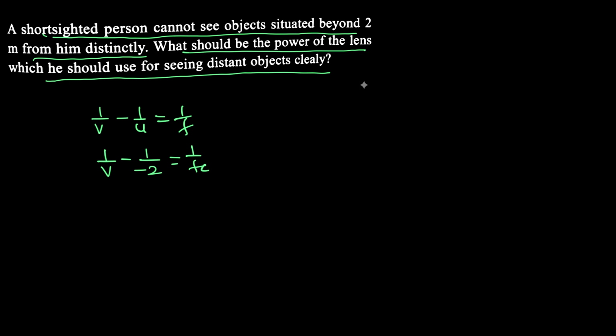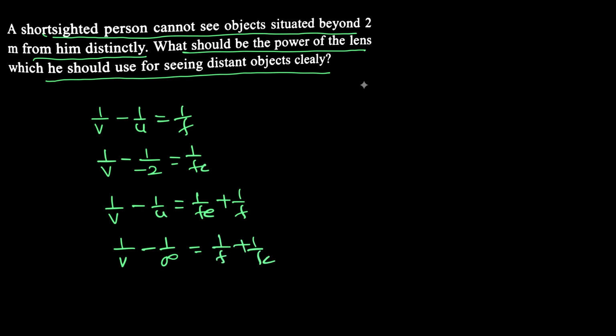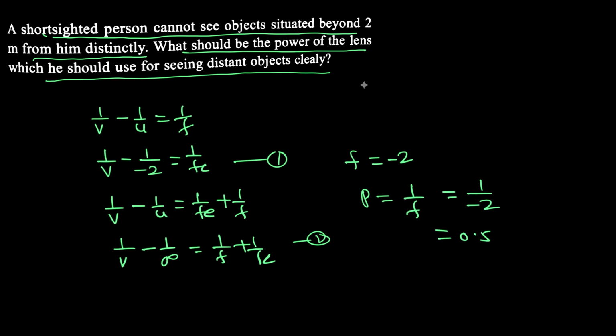Second formula, when the object is at infinity, in that case what I can use, 1 by V minus 1 by U is equal to 1 by Fe plus 1 by F, the extra lens whatever we are using, and the value of U is infinity, so 1 by V, 1 by infinity is equal to 1 by F plus 1 by Fe. So using equation number 1 and equation number 2, if I solve, I will get F is equal to minus 2 and power is equal to 1 by F, so that is equal to 1 upon minus 2, means 0.5 diopter.